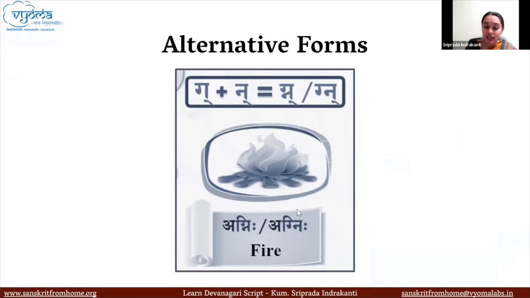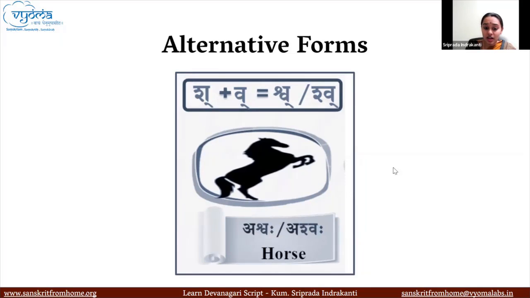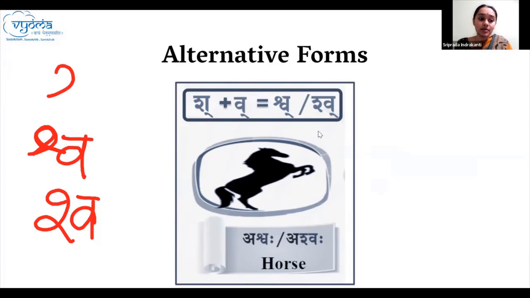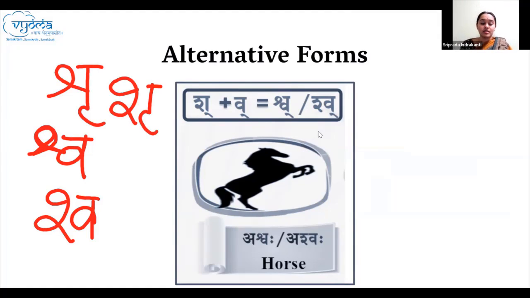This is Agnihi, so Gn. We learned that it could be stacked up on each other or it could be next to each other. Then Ashvaha, which is a horse. Shva, it could be written as shown here. So it could be written like this, or it could be written like this, next to each other, or this hook could be on top, just like we learned Shri. And we learned that it could also be like Shri as this. So the same thing here as well.